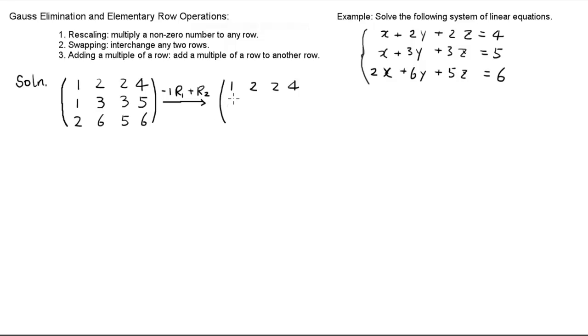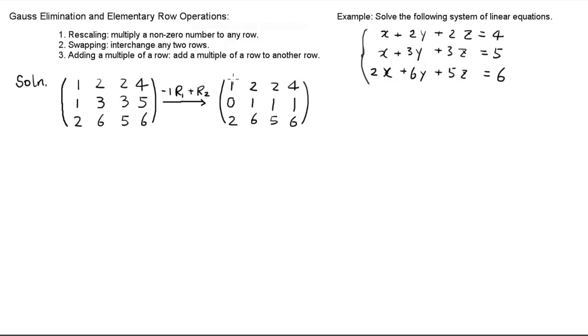So 1 minus 1 is 0. So we are quite successful. And then 3 minus 2 is going to be 1. And then 3 minus 2 is 1. And 5 minus 4 is 1. So we are subtracting these entries from the corresponding ones in this row 2. And we are not doing anything to the last row, so it's still 2 and 6 and 5 and 6.